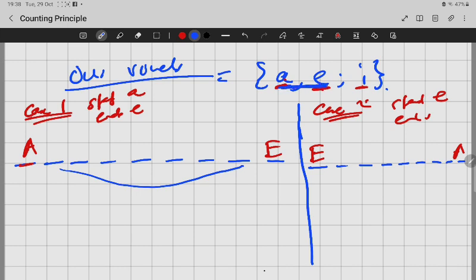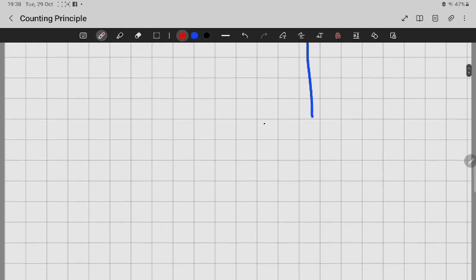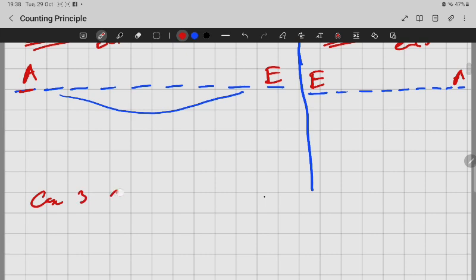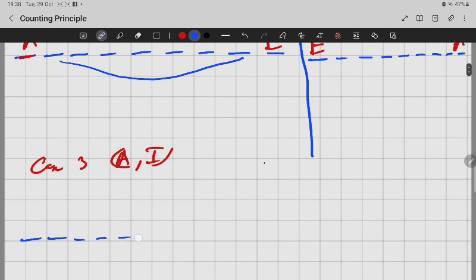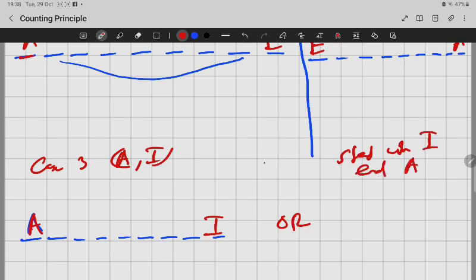Okay, another case that we have, so we've covered these 2. We're now saying it can start with A, but we're going to look at A and I. So case 3, we're looking at A and I. It can start with A and end with I, or it can start with I and then end with A. So still have 1, 2, 3, 4, 5, 6, 7, 8, 9, but now we have I and A. Hope you can see the pattern now.